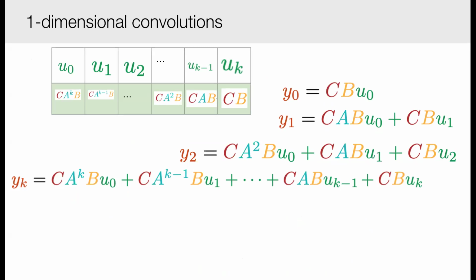On the first step, your CB would be multiplying by U0 to get your Y0. On the second time step, you slide the green part over to multiply CB times U1 and then CAB times U0 to get Y1. And you keep sliding one by one as a one-dimensional convolution to get your YK. This was pretty fast because GPUs are fairly quick at dealing with one-dimensional convolutions.